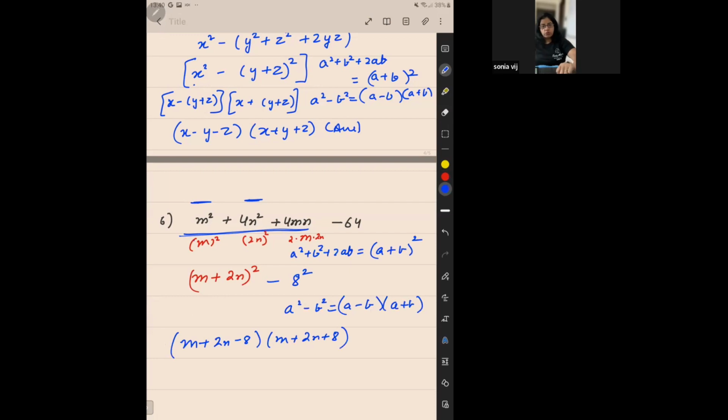These are only 6 questions. You need to solve many more before you get a complete hang of how to use the identity. Once you understand this identity part, then only go for middle term splitting. So in my next video, I'm going to explain how to use middle term splitting for factorization.